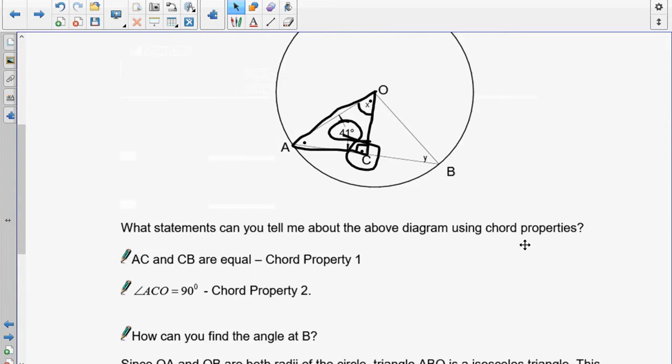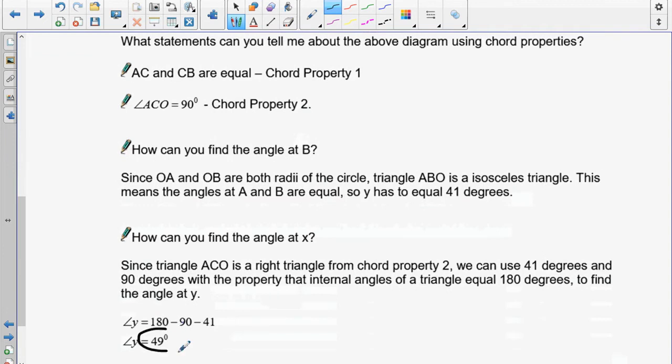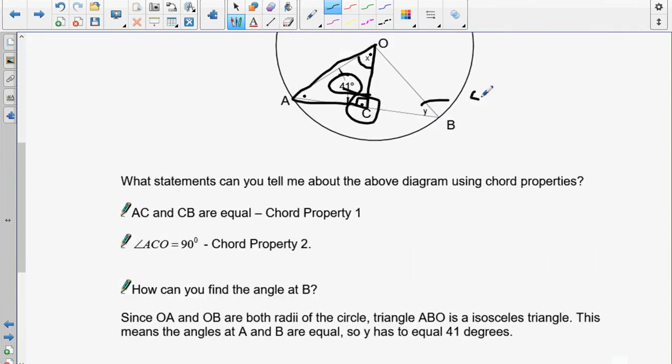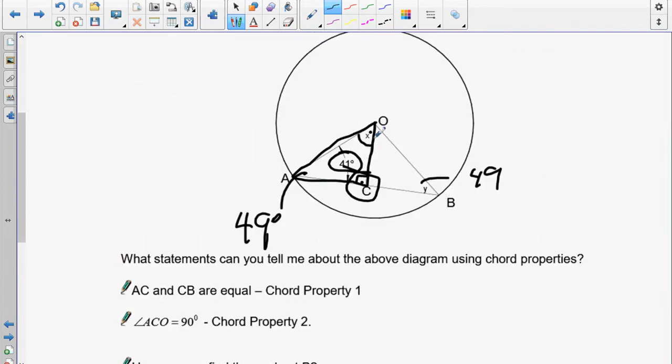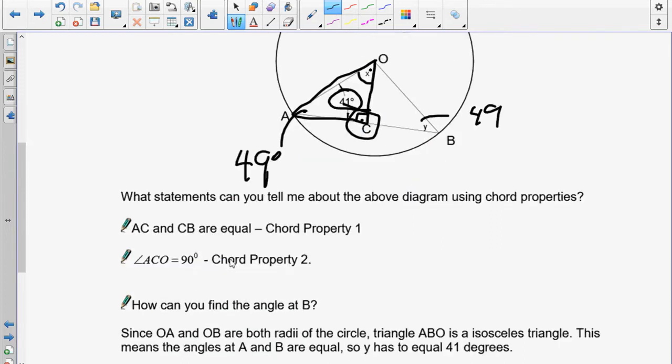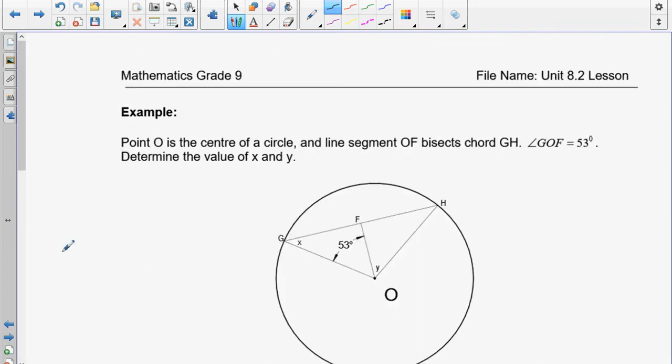Something else you might want to realize is that because this is a right triangle, they share this side, the radii. They also know that these two are equal because this is a bisector. If the angle down here, Y, is 49, then this angle here is also 49 degrees. These are congruent triangles, which means they're perfect matches. If you folded this over, OAC would match up with OBC. All right, turn the page.